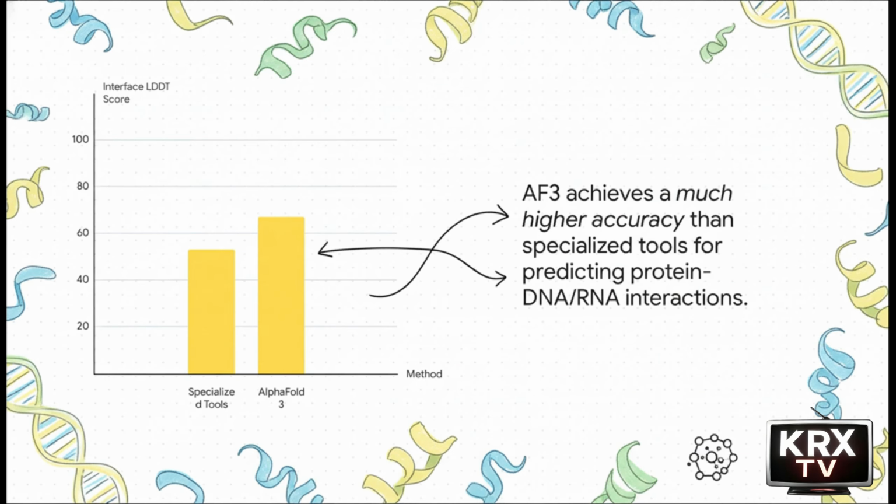And it's the same story when we look at how proteins interact with DNA and RNA, the interactions that are crucial for controlling which genes get turned on or off. The specialized tools designed just for this one job scored around 53 on this accuracy metric. AlphaFold 3 comes in at 67. Again, it's not just better, it's way better than the tools that were supposed to be the experts.